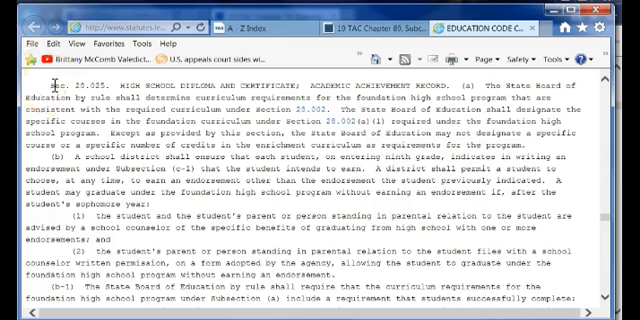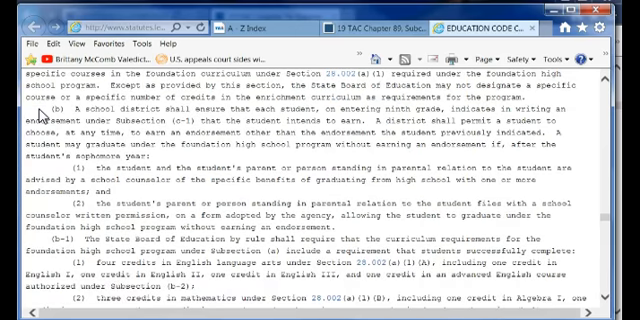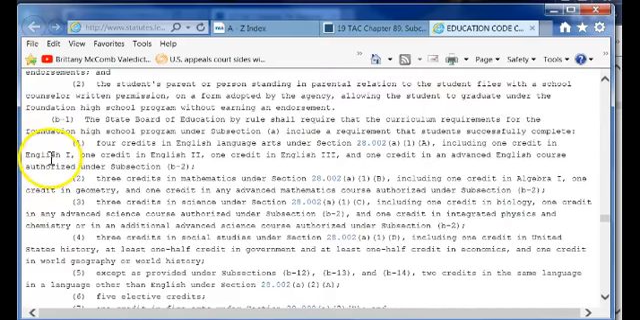So to show you where that's written, it's written in the Texas Education Code 28.025. And remember, the Texas Education Code is decided on by the legislature, written by the legislature, and voted on by the legislature, and then enacted by the State Board of Education into the rules, which are the Texas Administrative Code. So we're going to be going off the Texas Education Code for today's conversation.